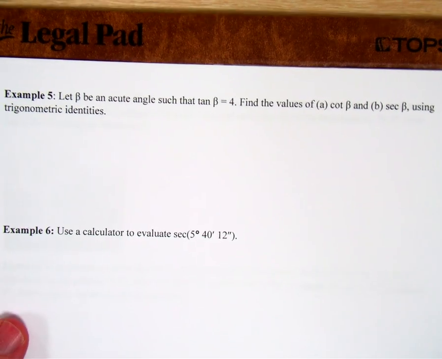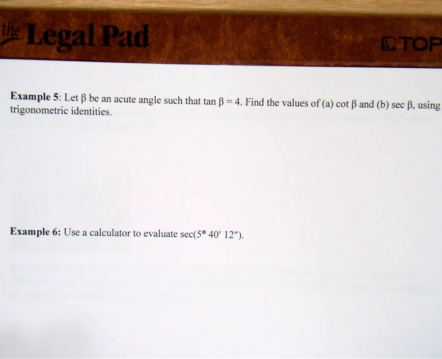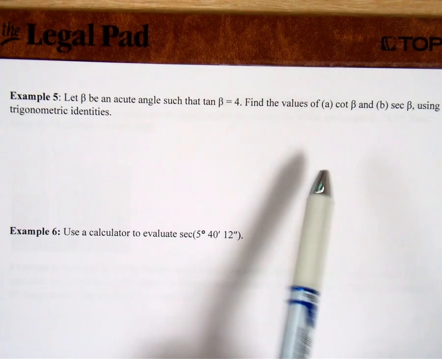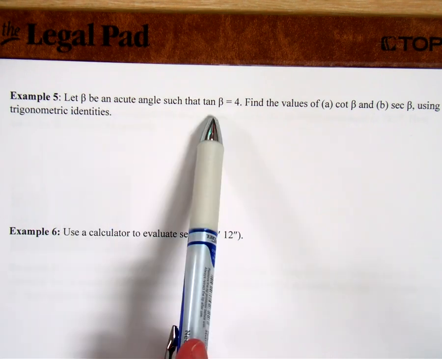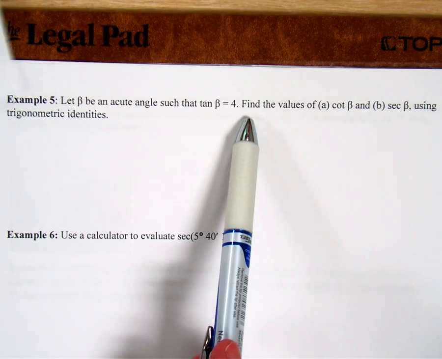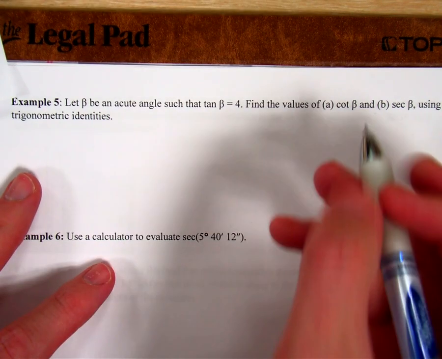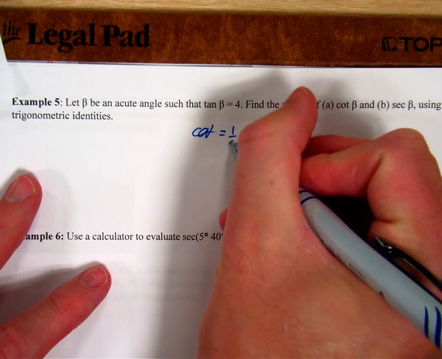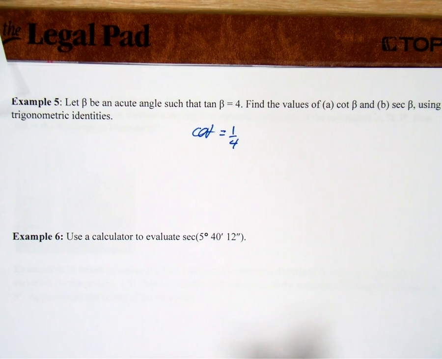Alright, let B be an acute angle such that tangent of B equals 4. Find the values of cotangent and secant using trig identities. Okay, so it is the same kind of deal as one of these, but now we're over here. Okay, so we have tangent is 4. Alright, so if tangent is 4, cotangent should be 1/4. Alright, let's not overthink that one.